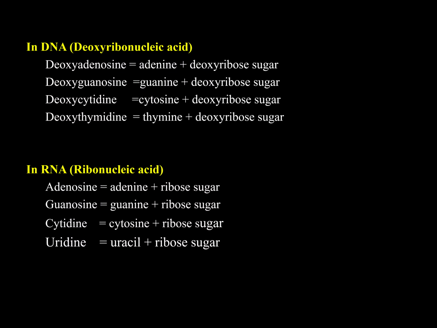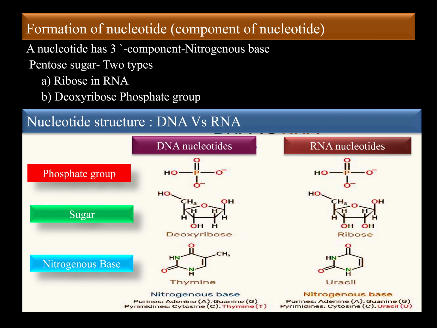Deoxythymidine is formed by thymine plus deoxyribose. These are the basic nucleosides found in DNA. Now we study the formation and the structure of a nucleotide. A nucleotide has three components: a nitrogen base, a pentose sugar, and a phosphate group.